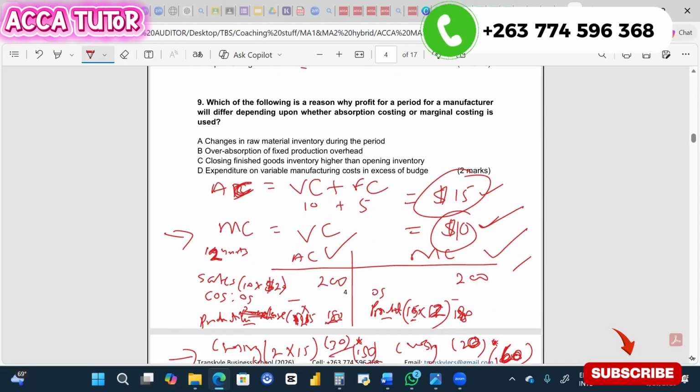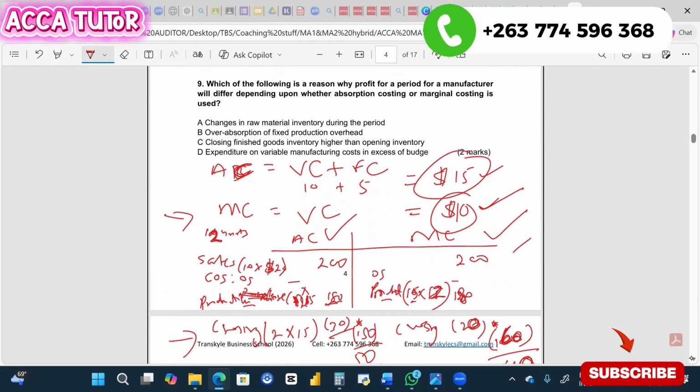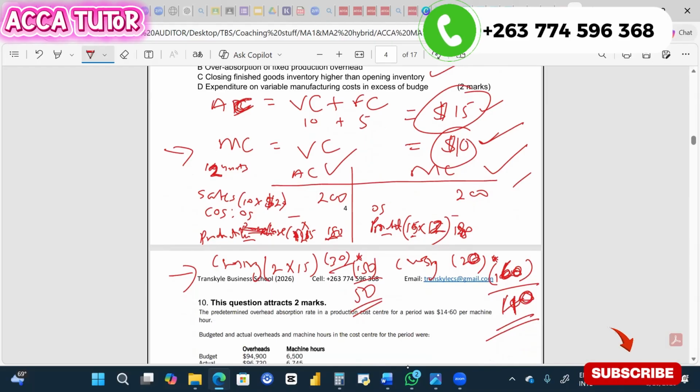So you are ready to write. Hey man, I'm proud of you. Number 9, which of the following? Okay, we did that one, and so the answer there was C. Closing finished goods inventory higher than opening inventory. So in this case, you can see that the opening inventory was 0, and the closing was 30. Do you get it? Hello? Yeah. Mm-hmm.